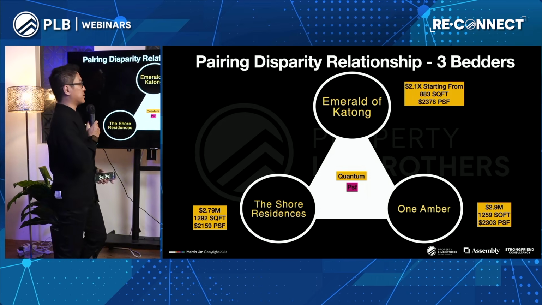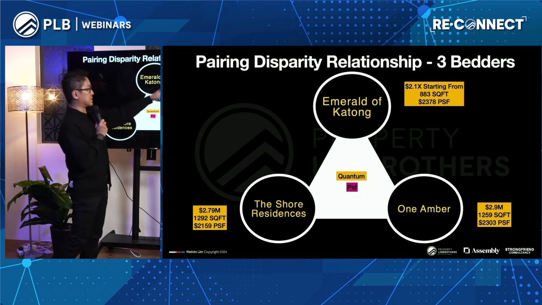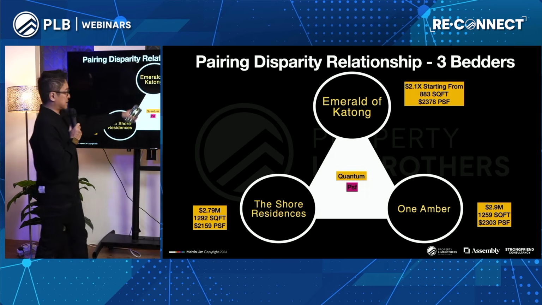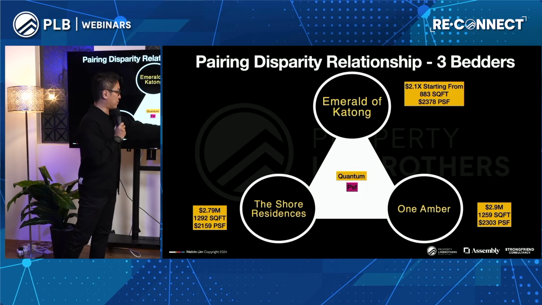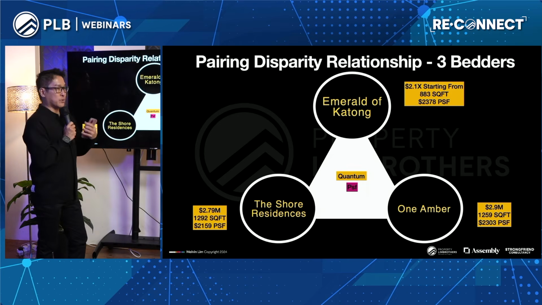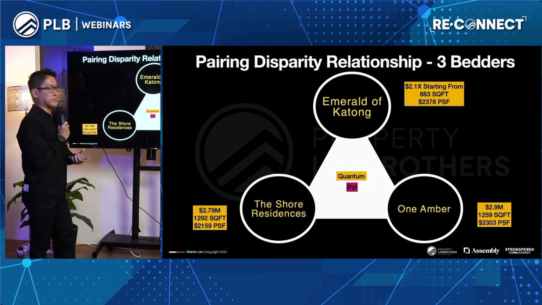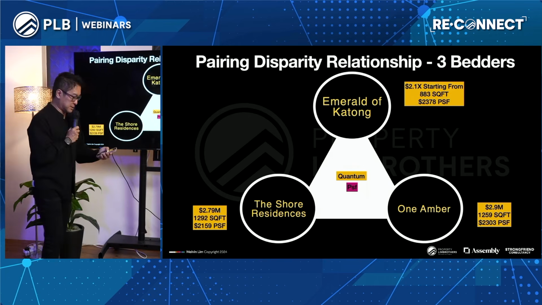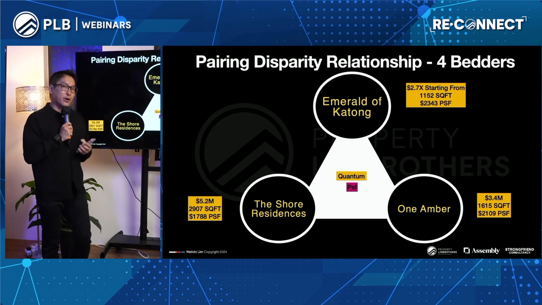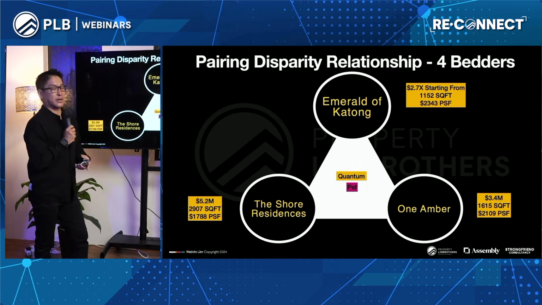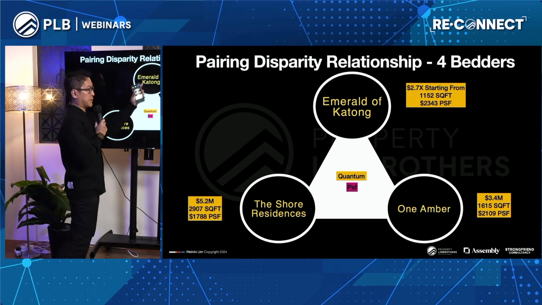Another comparison is the 3-bedroom for all the same projects that we mentioned. The price difference, you can see, is quite obvious. It is 2.1 million for a 3-bedder at Emerald Katong, then One Amber is at 2.9 million. If you are looking into that area, this will definitely be more palatable in terms of quantum. And of course, there's Shore Residences. The next one will be the 4-bedder. If you want to buy a 4-bedder at Emerald Katong, it's at 2.7 million, and this project is almost fully sold already, or perhaps fully sold already.